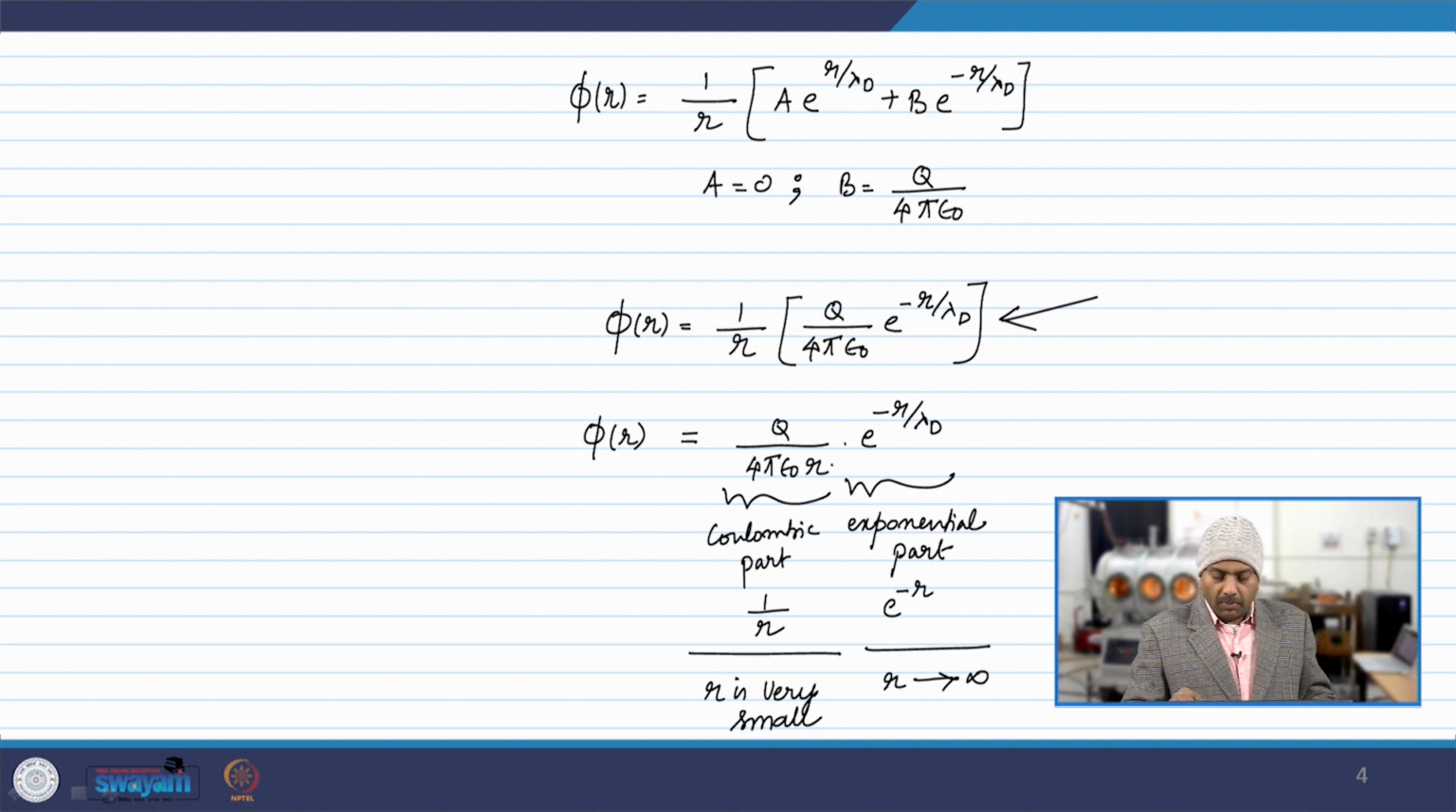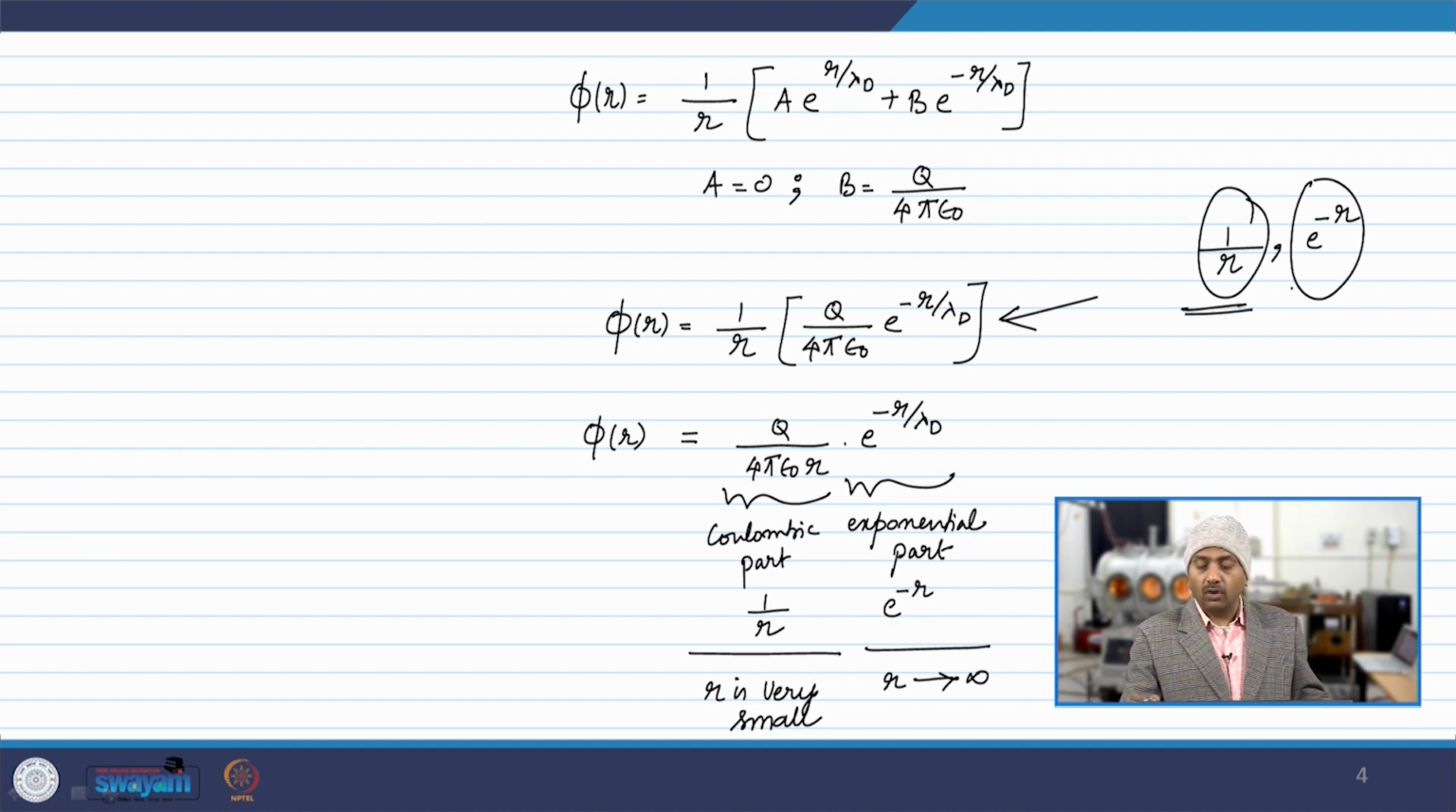Now if you see 1 by R and e to the power of minus R, we have two things here. Something decays at the rate of 1 by R and something else decays at the rate of e to the power of minus R. Which is faster? That is the basic question, right? This is valid at very short distances and this is valid at very large distances. But both of them combined exist to determine the nature of potential that is generated because of a positive charge which is kept in plasma. In order to further appreciate the physical meaning of this potential, let us take a few situations.